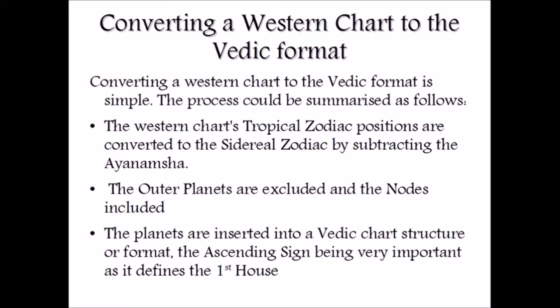One simple, again, this is very approximate, but one simple way of doing that is to say minus one sign plus seven. So for example, if my sun is at 14 degrees Libra in Western astrology, I could say minus one sign, which means subtracting exactly 30 degrees. Minus one sign would mean going from 14 Libra to 14 Virgo, plus 7 would mean 21 Virgo. So therefore, if my sun is at 14 Libra in Western astrology, it would be about 21 degrees Virgo in Vedic astrology.